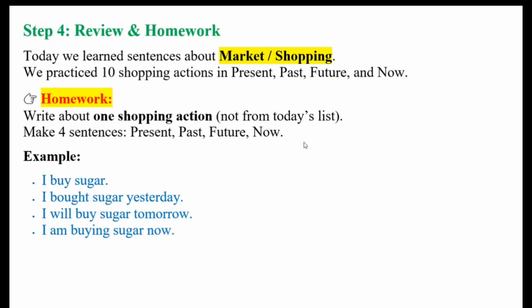For example, I buy sugar. I bought sugar yesterday. I will buy sugar tomorrow. I am buying sugar now.